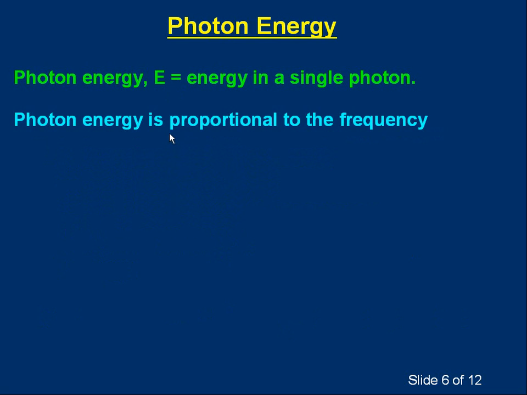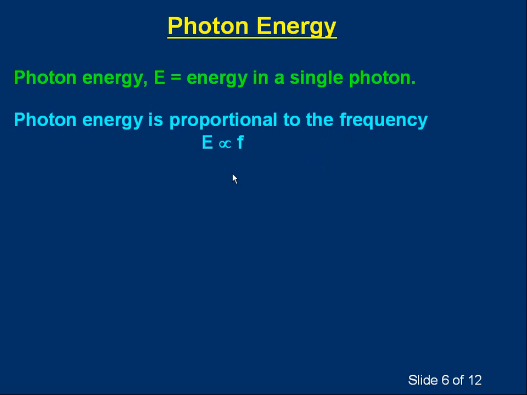The physics now starts. Photon energy is proportional to the frequency of the wave. Let's suppose we have our radio transmitter sending out a signal. We can think of it as a wave with a certain frequency or loads of photons. If we double the frequency, we find the energy in each photon is also doubled. The photon energy is proportional to the frequency of the wave. Let's write that symbolically. E is proportional to f.